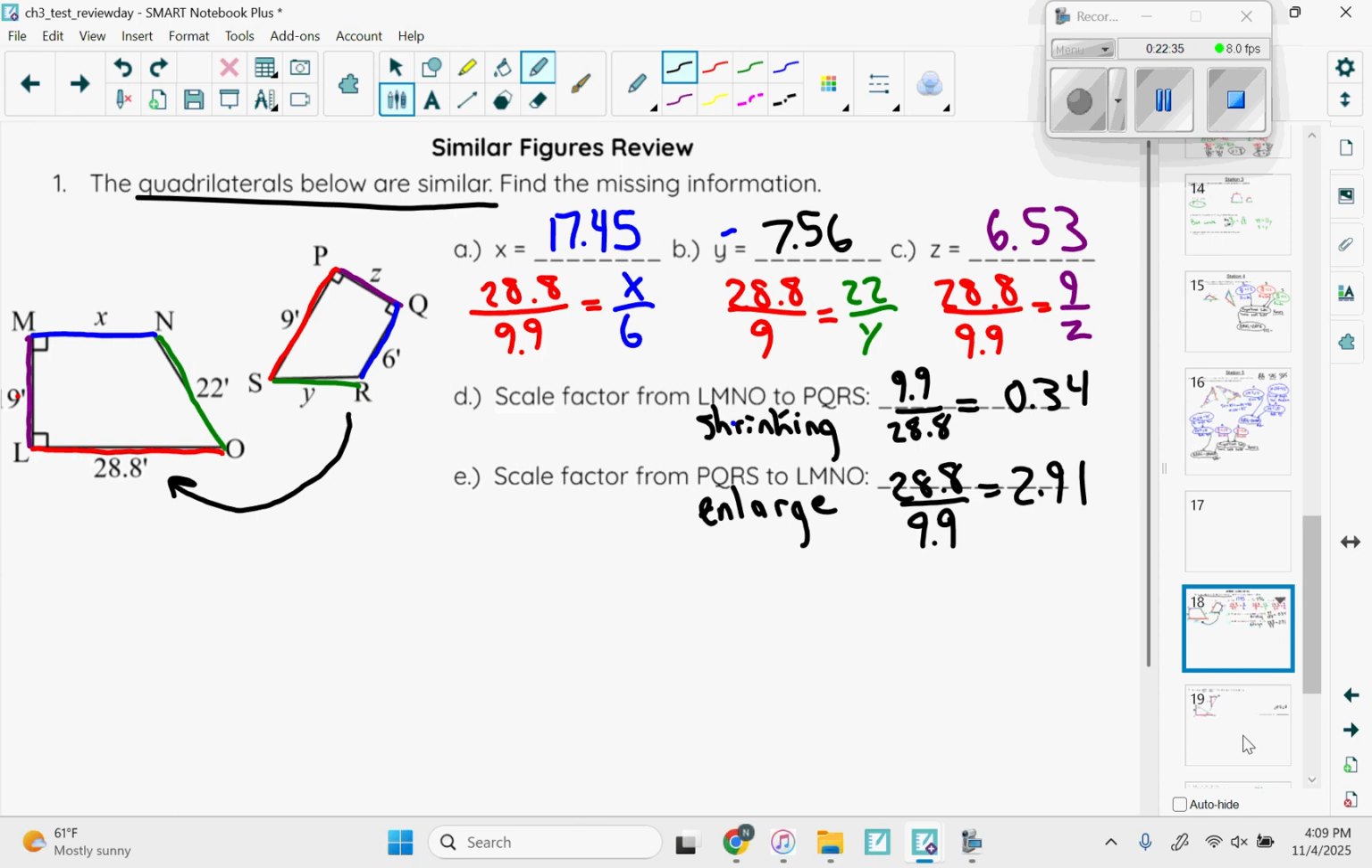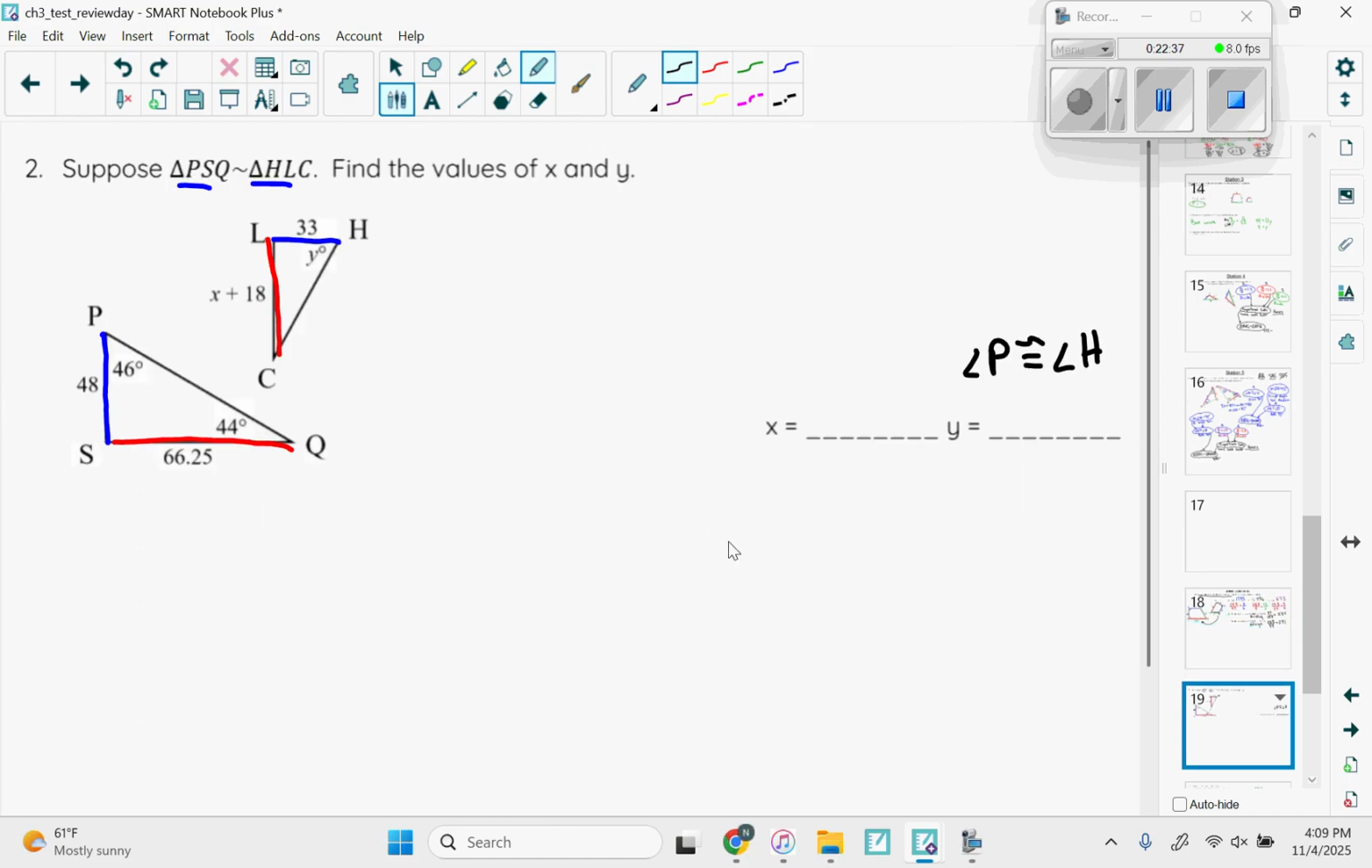Moving on to the next question. And I've already marked the corresponding parts. How did I know I had corresponding parts? Well, PS is in the same position as HL. So I marked both of those in blue. And that meant the other corresponding parts must be matching up. All right. So we want to find the value of x.